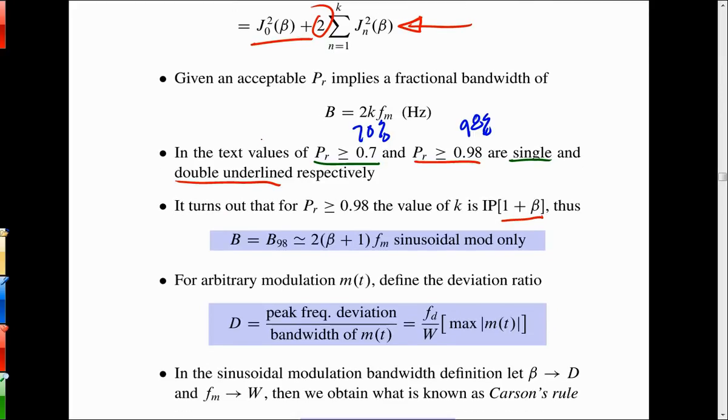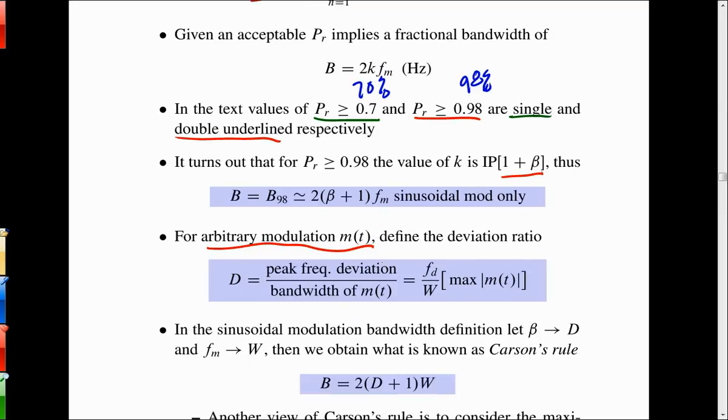This whole idea can be generalized for an arbitrary signal. So for arbitrary modulation, you can define what's called the peak deviation ratio, or the deviation ratio, I mean, which is the peak frequency deviation that the message pushes the carrier above or below its nominal quiescent point, divided by the bandwidth. And that is equivalent to saying FD, the deviation constant in the modulator, times the maximum value of the message.